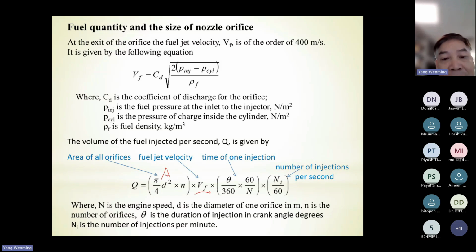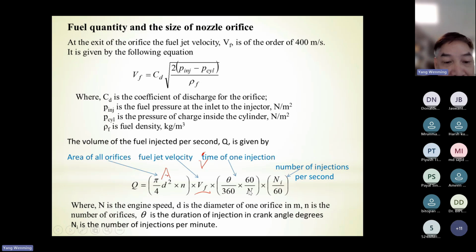And times V_F. V_F is the fuel injection velocity. So A times V_F is the volumetric flow rate. Then times the time for one injection. This is the time for one injection.